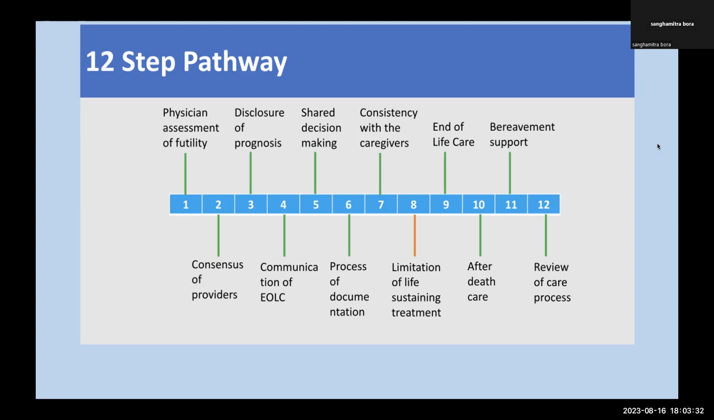Okay, and then you will see that at one point of time they do feel that they have accepted the reality, and then you go to the seventh step, and that is a consistency of decision with the caregiver. And then if there is some kind of life-sustaining treatment being initiated, you will figure out what are the steps that can be limited from here on.